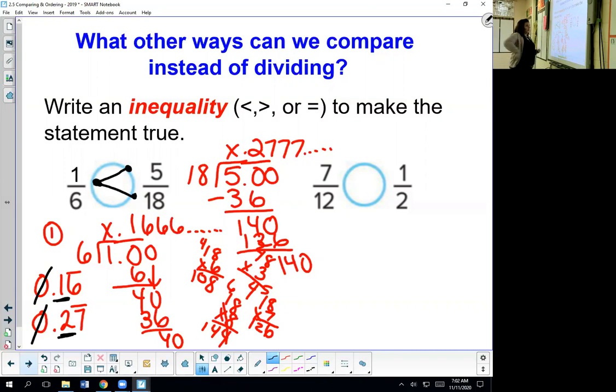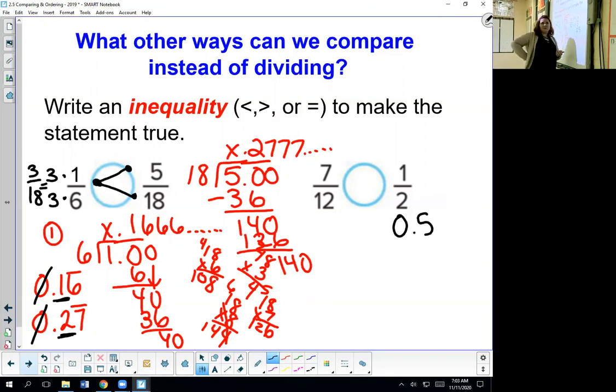However, I had kids also say, oh, Miss Edwards, I can do 6 into 18. 6 times 3 is 18, and this is times 3, which is 18. Couldn't I just do 3/18 versus 5/18? Absolutely. Same like with this one. Honestly, I know half is 0.5, so I don't even have to do the math there.